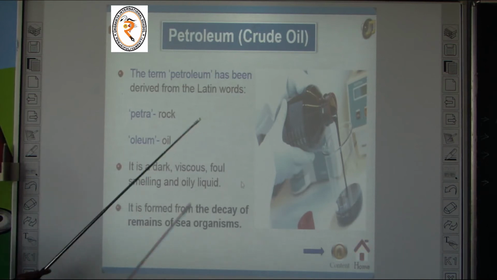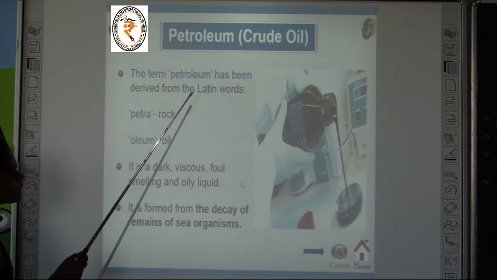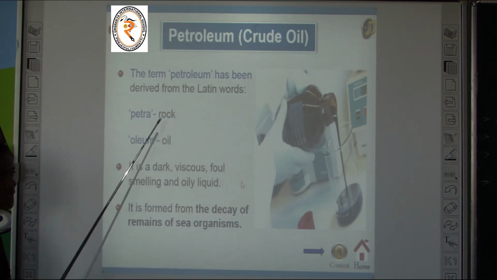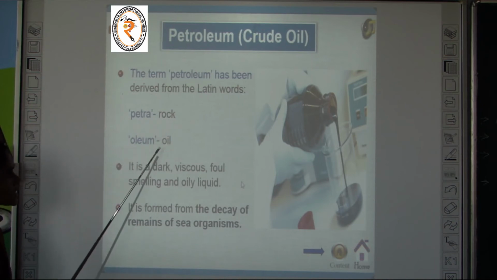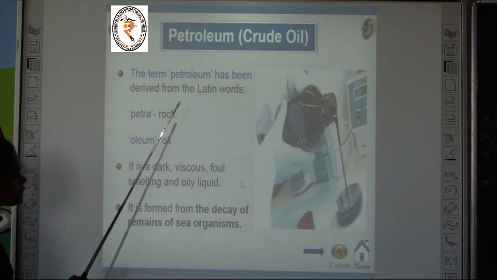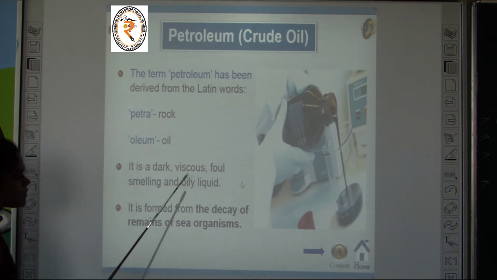Petroleum. The other name of petroleum is crude oil. The term petroleum has been derived from the Latin words petra and oleum. Petra means rock, oleum means oil. It is a dark, viscous, foul smelling and oily liquid.